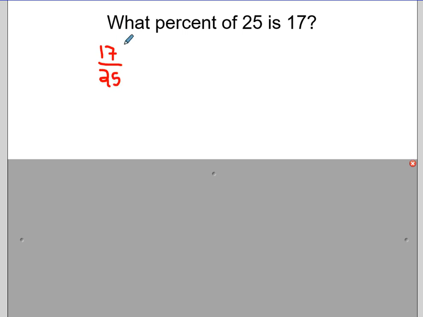Now I know that 17 is my part because it says what percent of 25, meaning that 25 is the whole, and you're finding the part of it, which is 17. So we're finding the percent. We don't know what the percent is, so we're going to go x over 100. So then I'm going to cross multiply. So I'm going to have 25x equals 17 times 100, which is 1,700.